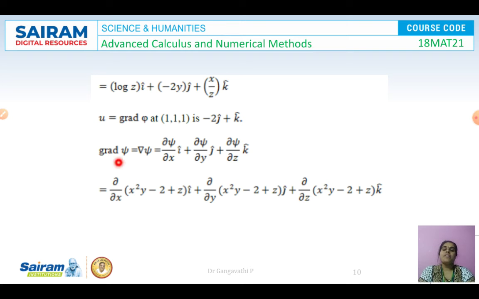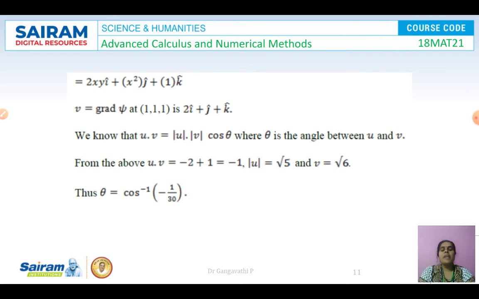Now let us consider the second scalar field which is given, and let us find the vector normal for it, which is nothing but the grad psi. Grad psi is dou psi by dou x i, dou psi by dou y j, dou psi by dou z k cap. Substitute for psi, and we have to differentiate partially with respect to x, y, z. Partial differentiation with respect to x gives us 2xy i, with respect to y gives us x square j, and with respect to z gives us 1 into k cap. So let us call this vector as vector v.